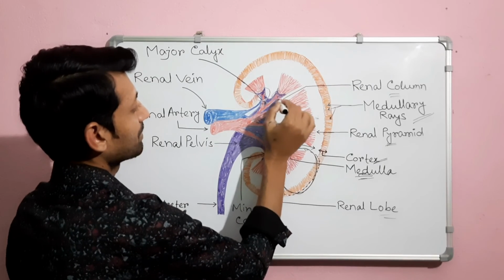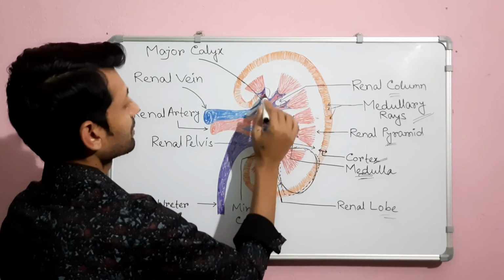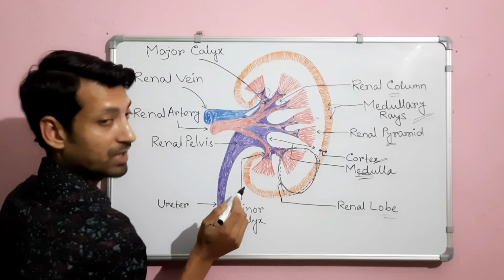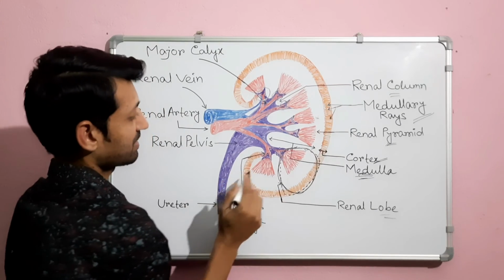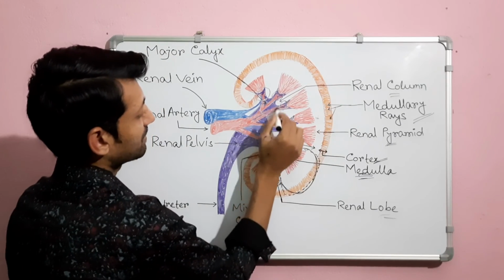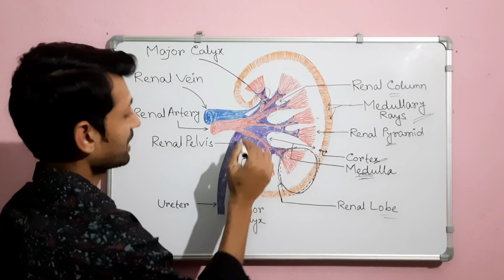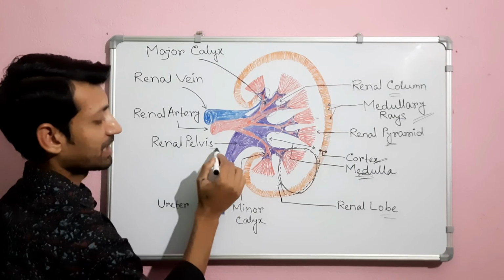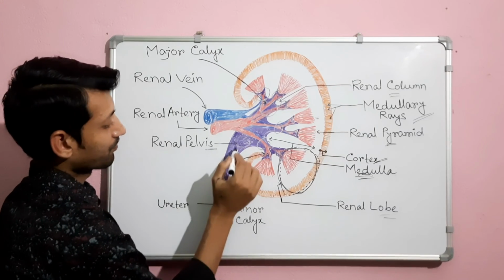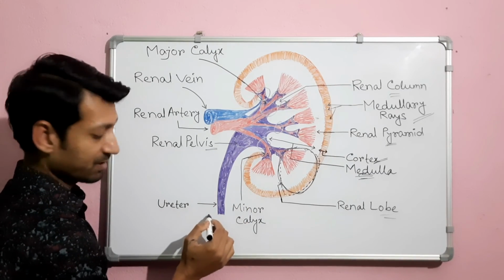These are minor calyces. The minor calyces are branches of the 2 or 3 major calyces. These are major calyces. Major calyces then unite together to form renal pelvis. This renal pelvis then forms ureter.